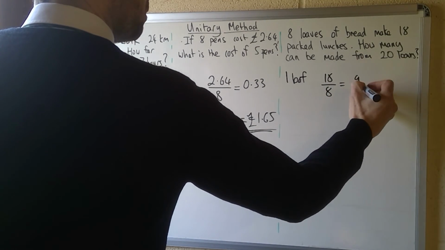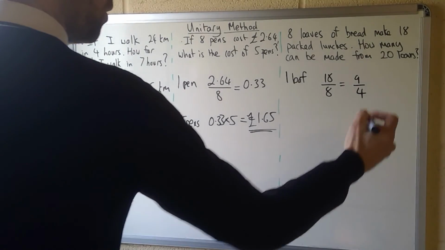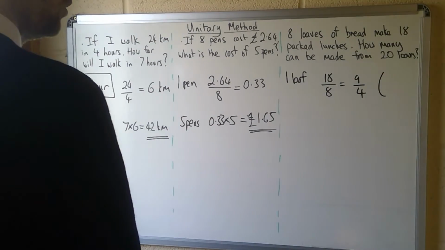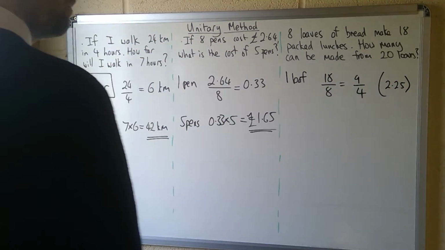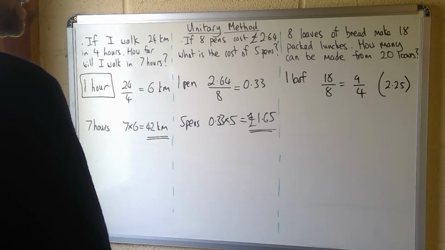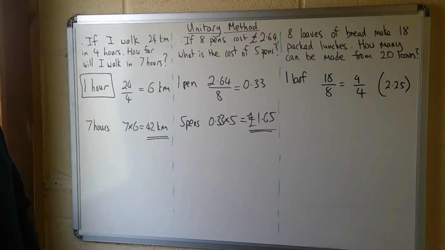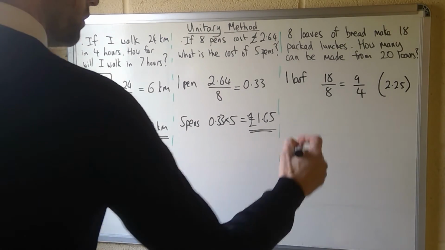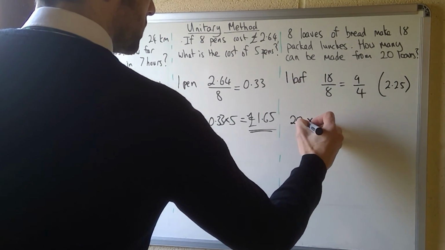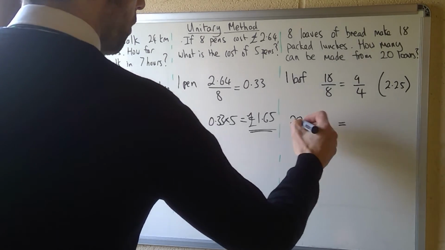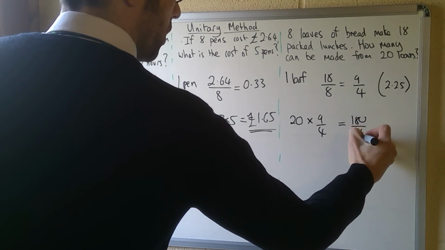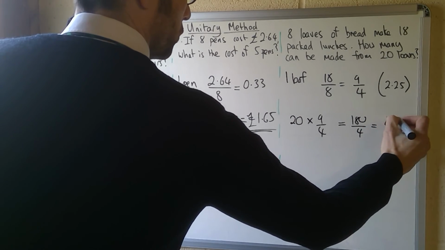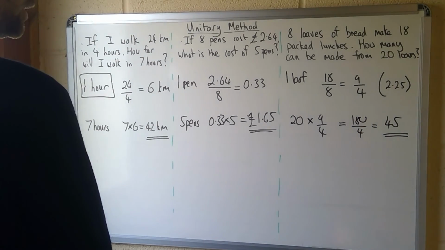I'm going to simplify that fraction to 9/4. If you want, you could change it to 2 1/4 or 2.25 if you had your calculator, but actually working with fractions can be easier. So now I want to work out how much I can make from 20 loaves. So I do 20 multiplied by 9/4. This is why it's slightly easier. So I get 180/4, which is 45 packed lunches.